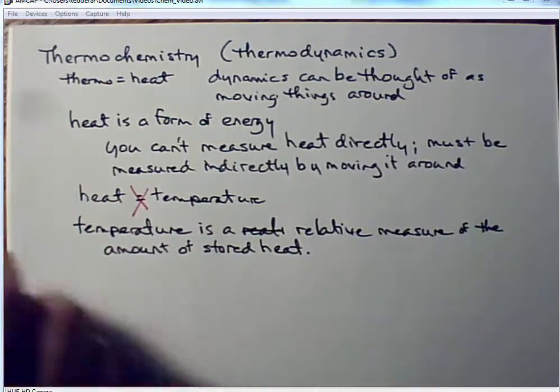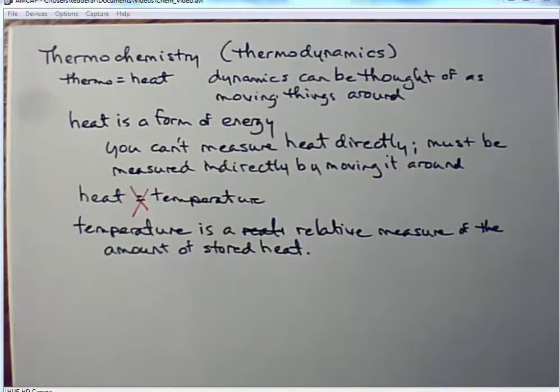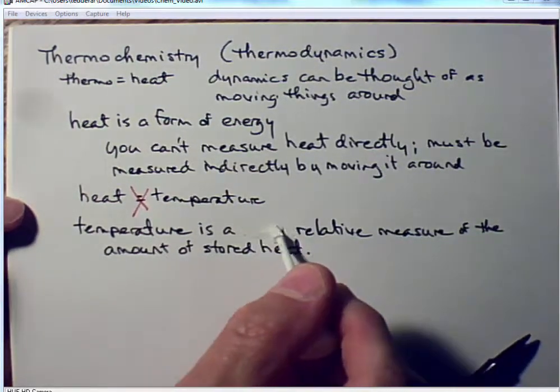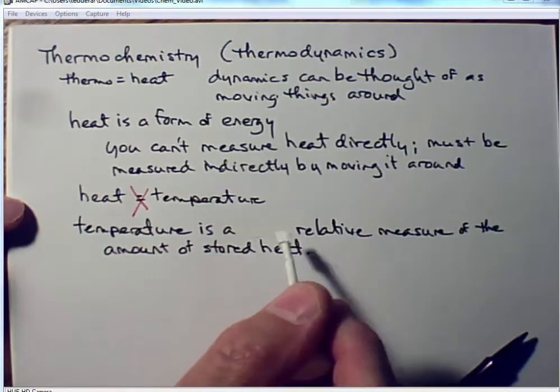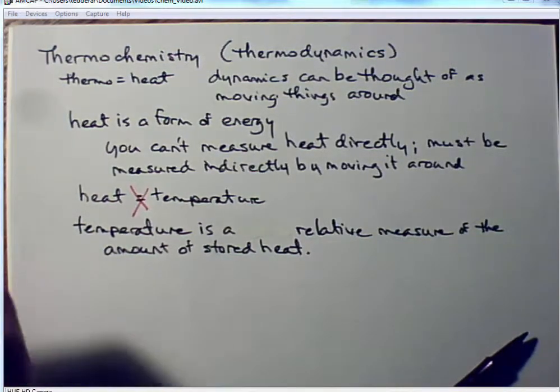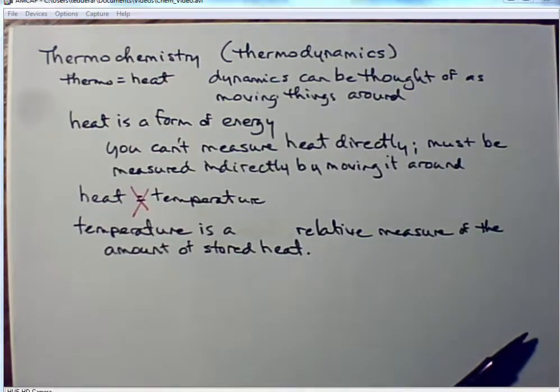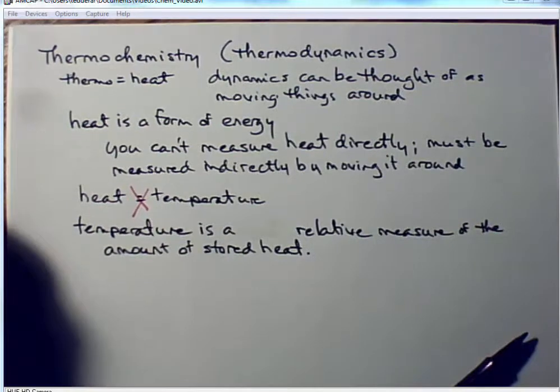So temperature is a relative measure of the amount of stored heat. Now there's heat everywhere. I know you guys think if you went to Antarctica there'd be no heat there. There is heat there. Heat exists everywhere, even in the coldest parts of space. And what you do to use heat energy is move it around. It doesn't do any good just to sit in one place. When you move it around, then you can get some work done with it sometimes.